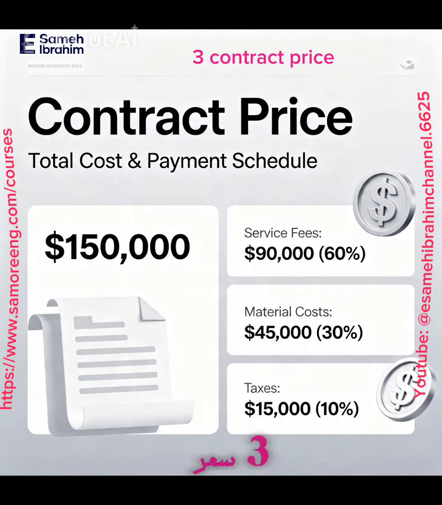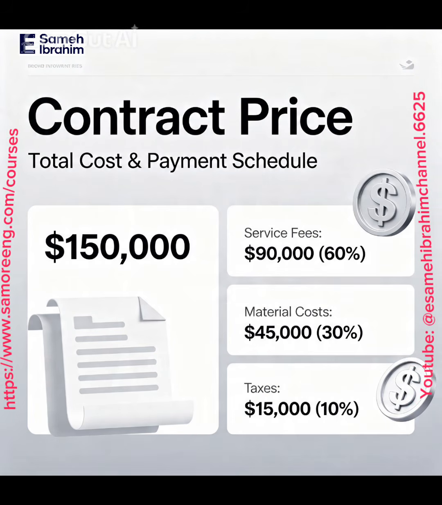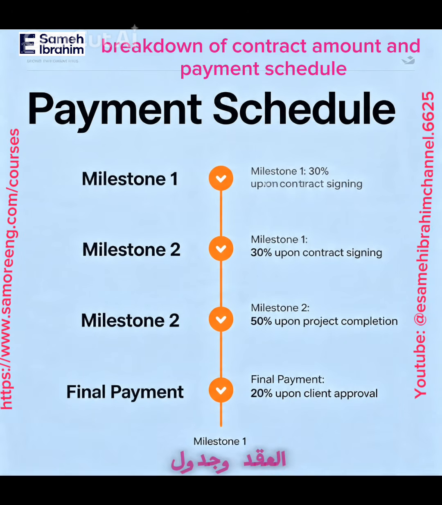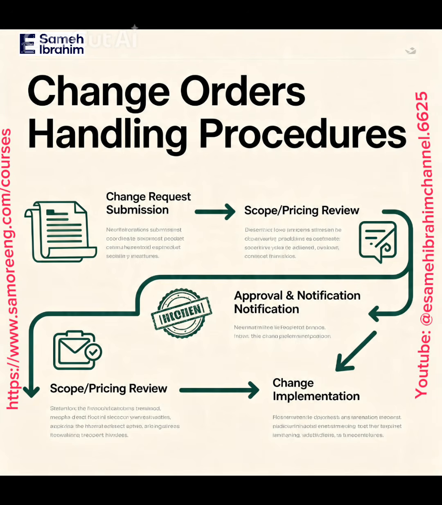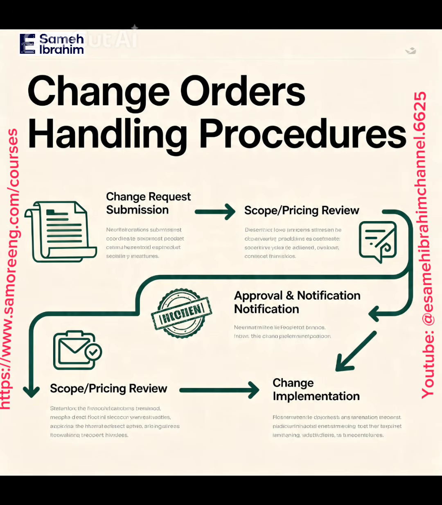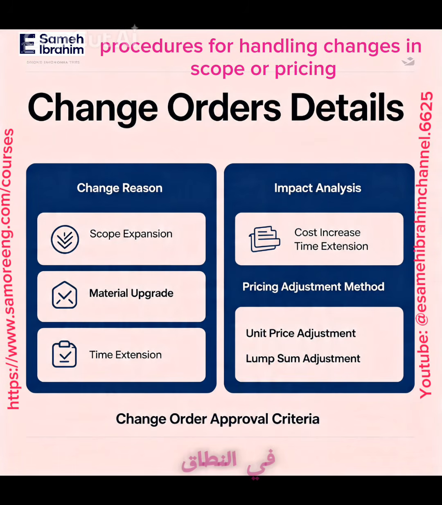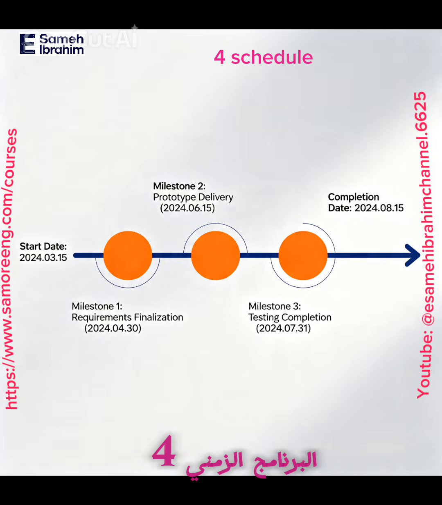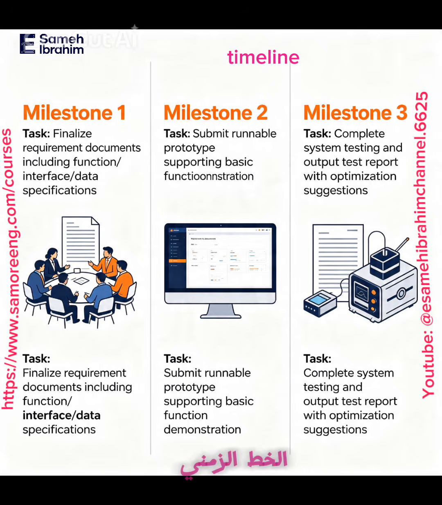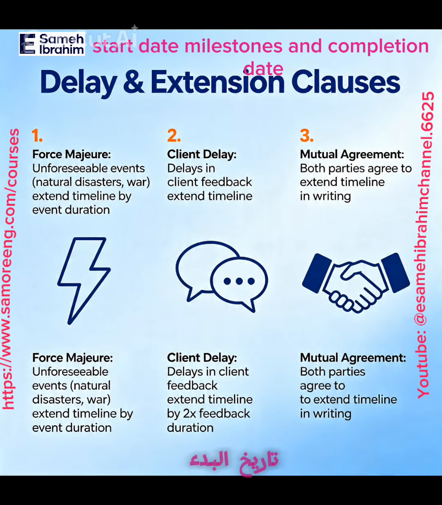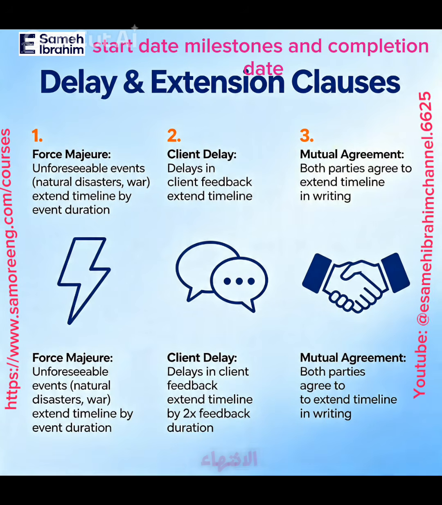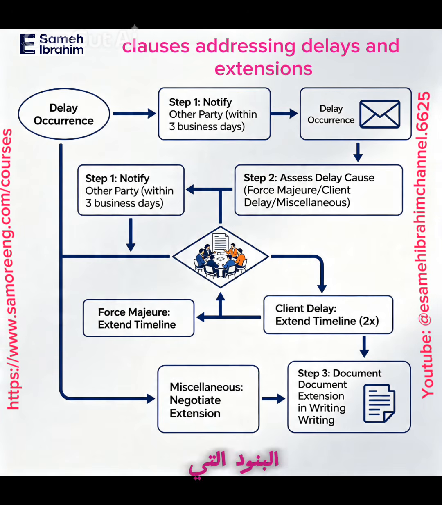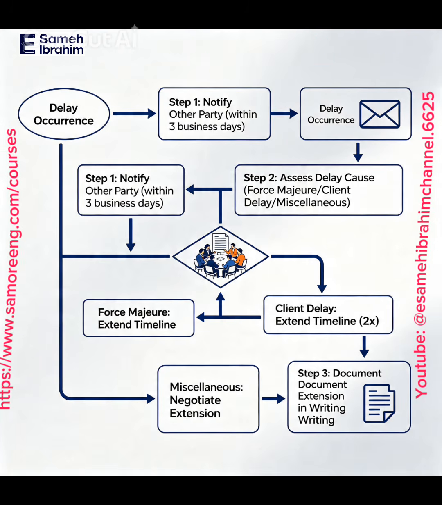3. Contract price. Total cost: breakdown of the contract amount and payment schedule. Change orders: procedures for handling changes in scope or pricing. 4. Schedule. Timeline: start date, milestones, and completion date. Delays: clauses addressing delays and extensions.